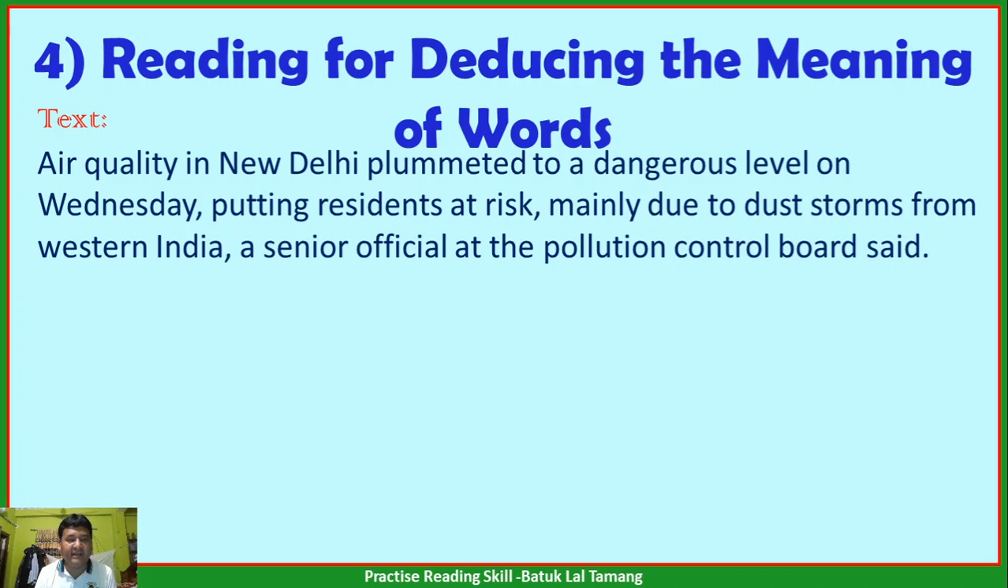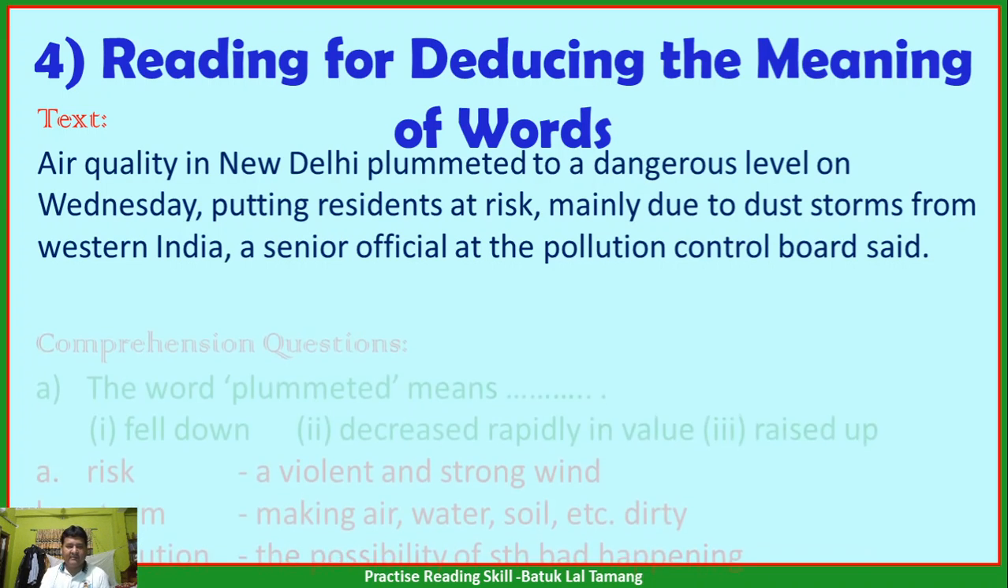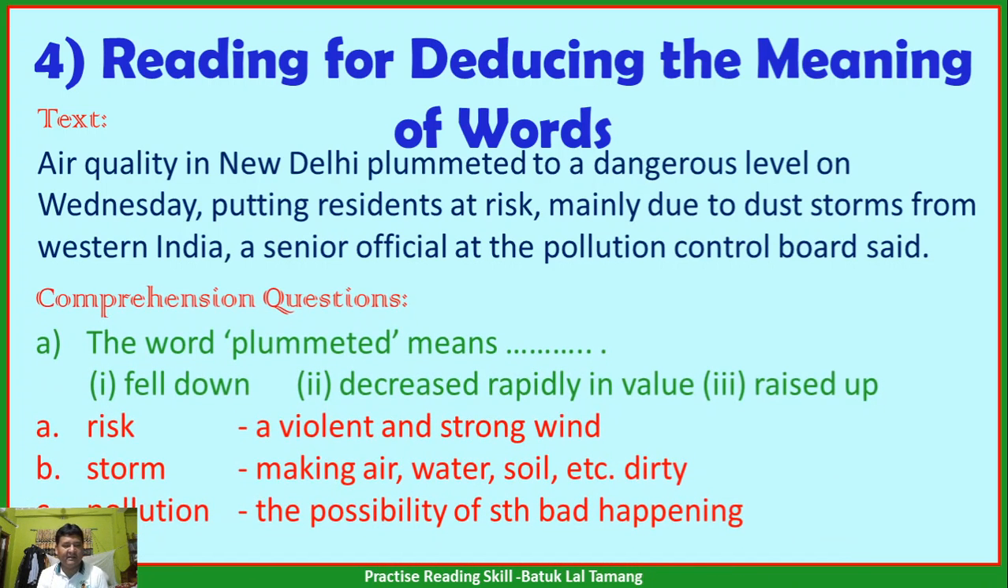Air quality in New Delhi plummeted to a dangerous level on Wednesday, putting residents at risk, mainly due to dust storm from Western India, a senior official at the Pollution Control Board said. This is the passage. Comprehension question: the word plummeted means fell down, decreased rapidly in value, or raised up. So all these three meanings seem to be suitable, appropriate for this word.